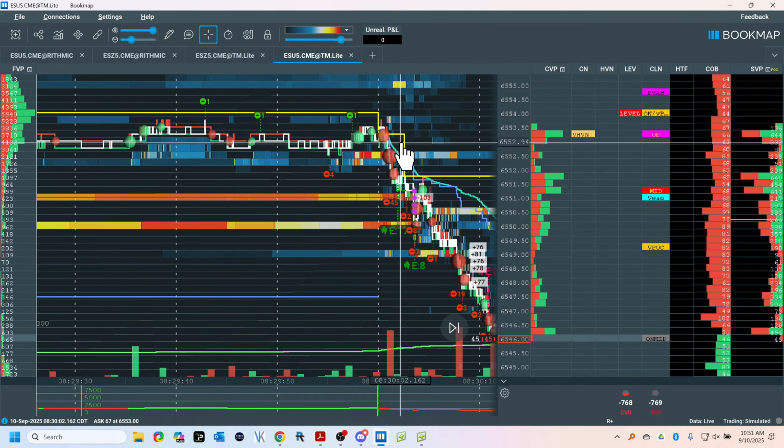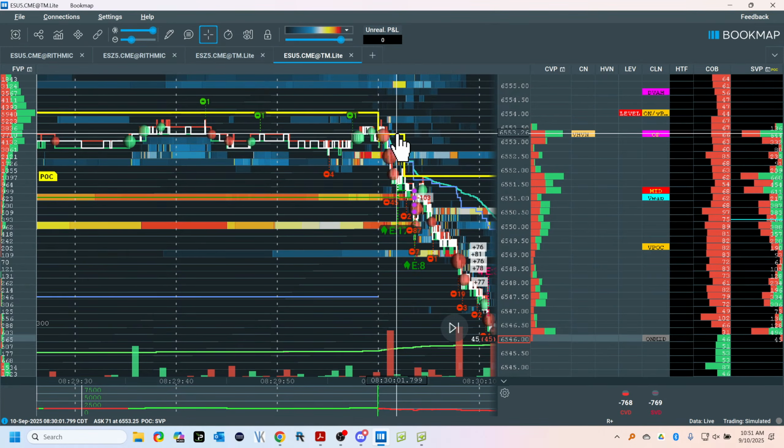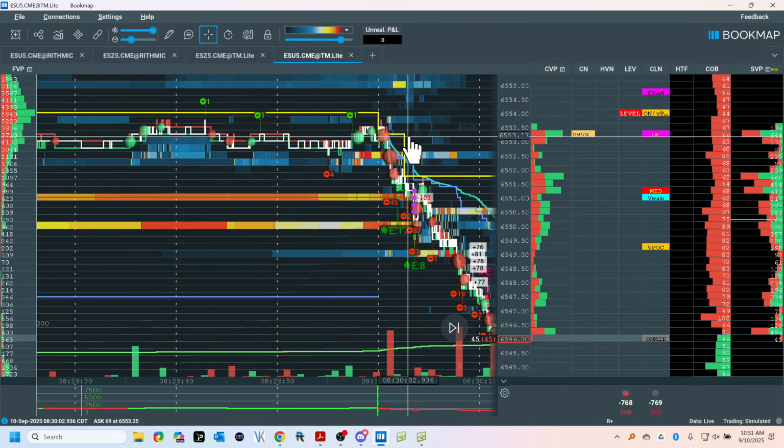So this is the open, RTH open, and this yellow line is developing volume point of control. All it's doing is measuring volume. And think of this like shopping. So this starts at 0. Now here's the other piece.